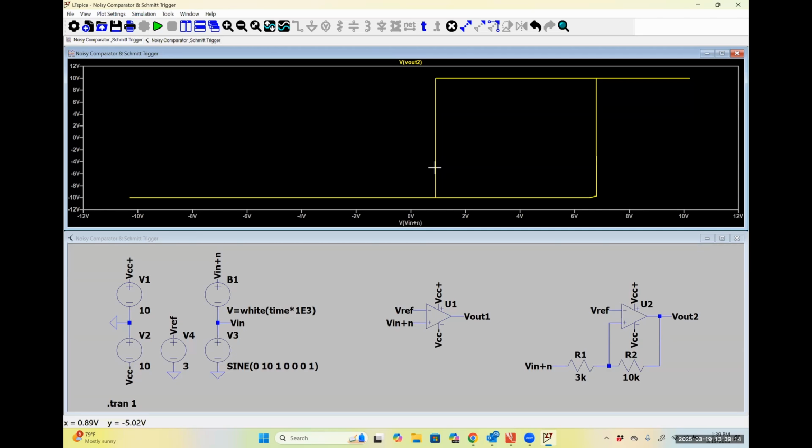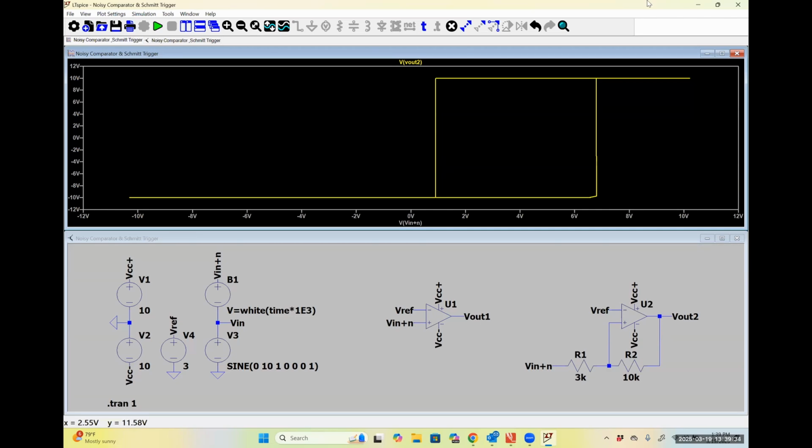Okay, we've got 5 minutes left. So I'm not going to be able to talk about the astable multivibrator circuit today, but we can talk about an inverting Schmitt trigger really quickly, okay?